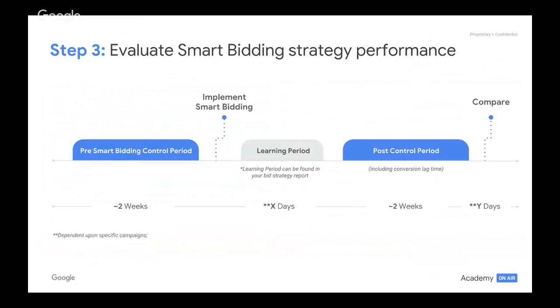We leave the conversion lag, so the 2 or 3 days for those conversions to trickle in. Then we have a pair of 2 week periods, manual and fully automated, that we're comparing against one another. And we're comparing what has been the difference in conversion rate, cost per acquisition, click-through rate, and overall conversion volume.